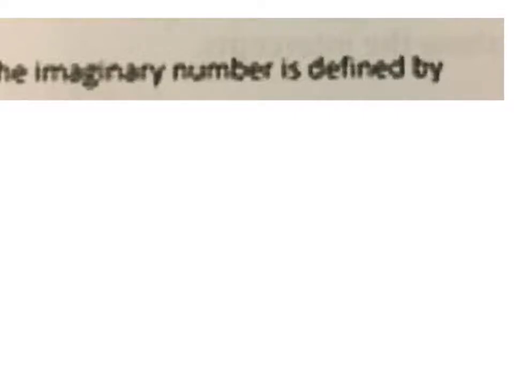Okay, it says here the imaginary number is defined by... So here's the definition. It's written underneath on yours, but I don't like the way it looks. So we say the imaginary number i is equal to the square root of -1. That is our imaginary unit. Now let's do a little manipulation to see what happens.